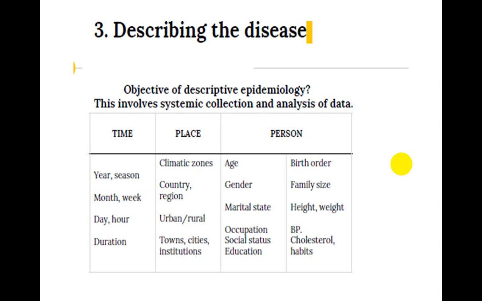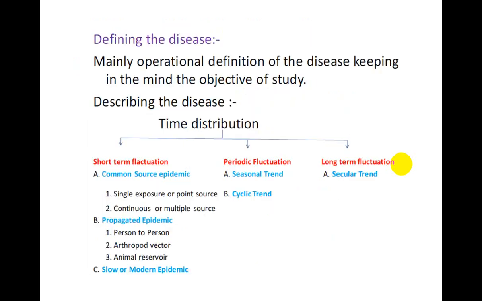Occurrence by week, month, year, or by day, hour of onset. It raises questions whether the disease is seasonal in occurrence, whether it shows periodic increase or decrease, or whether it follows a constant time trend. There is a fluctuation. Epidemiologists have identified three kinds of time trends or fluctuation in disease occurrence, keeping in mind the objective of studies describing the disease. It's a time distribution: short-term fluctuation, periodic fluctuation, and long-term fluctuation.